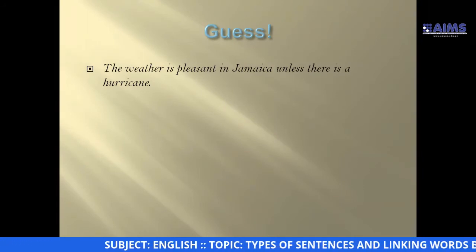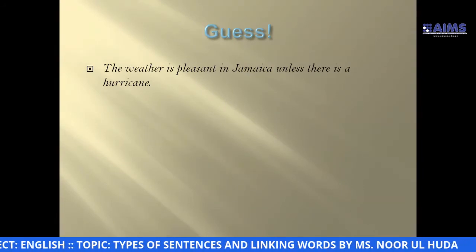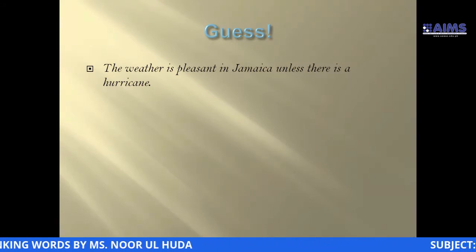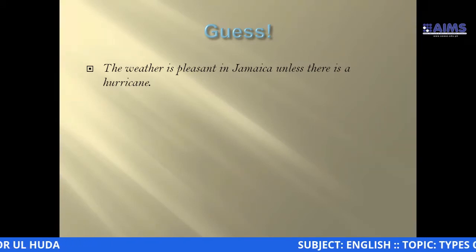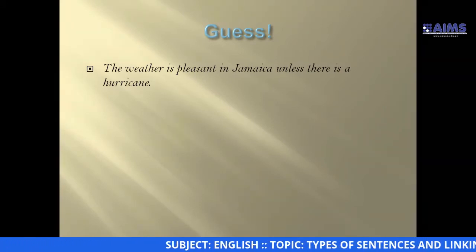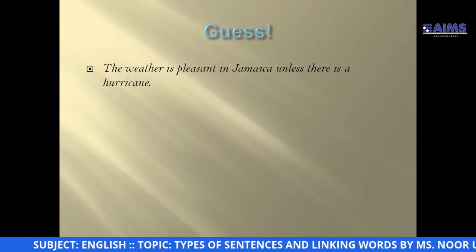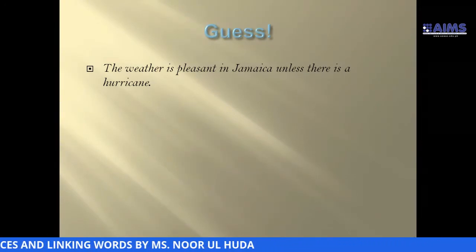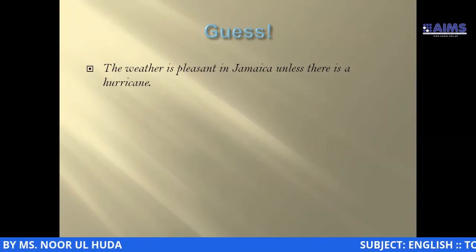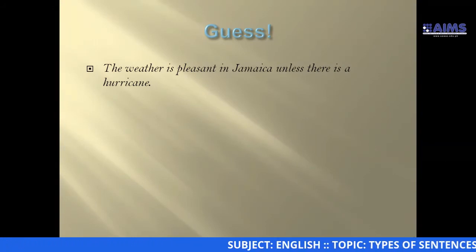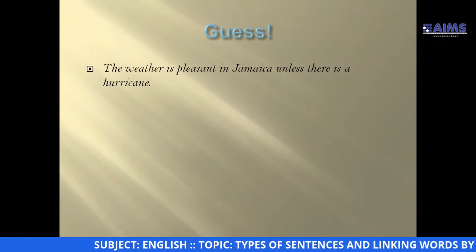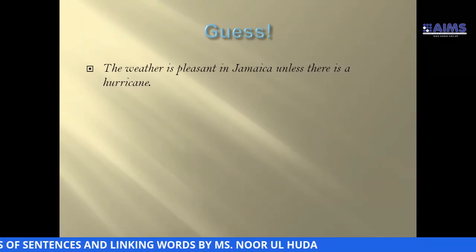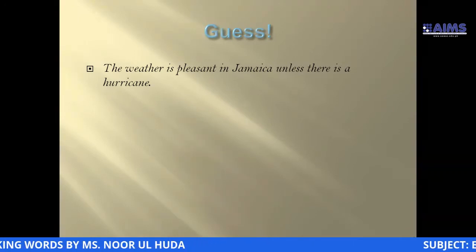The weather is pleasant in Jamaica is a sentence, and there is a hurricane is also a simple sentence. Now, you have to point out unless. Unless is not a coordinating conjunction, but a subordinating conjunction. When we use a subordinating conjunction in a sentence, it forms a dependent clause. So if there is a dependent clause along with an independent clause, it forms a complex sentence. So it is a complex sentence.